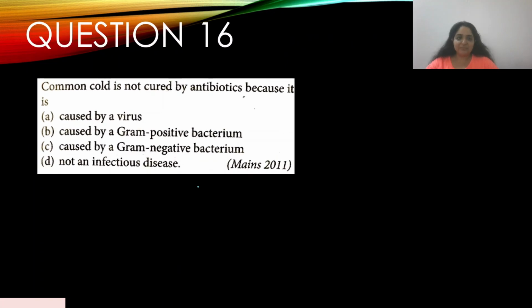Question number 16. Common cold is not cured by antibiotics because it is... This appeared in Mains 2011. We already discussed common cold. Common cold is caused by a virus. It's not bacterial, so you don't take antibiotics for that. Okay, so clearly A is the right answer.